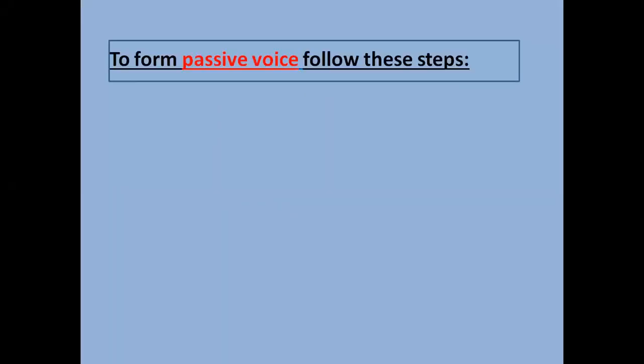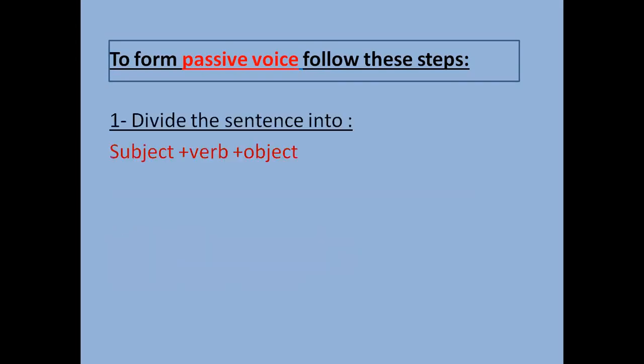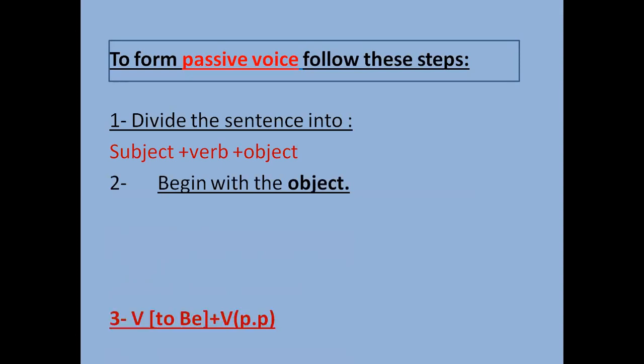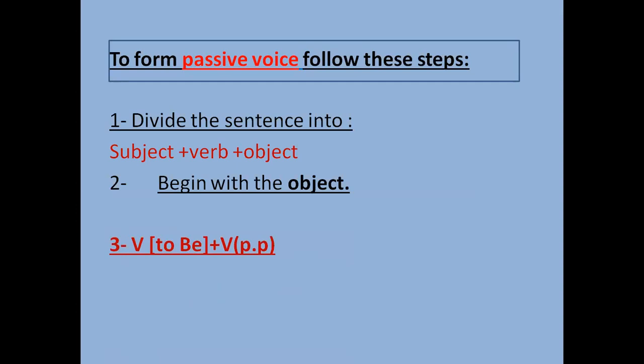To form passive voice, follow these steps. Number 1, divide. Divide the sentence into subject plus verb plus object. Number 2, begin with the object. Number 3, we use verb to be plus the past participle of the main verb. Number 4, we use by plus the subject.